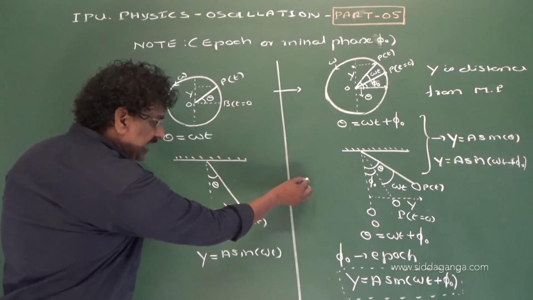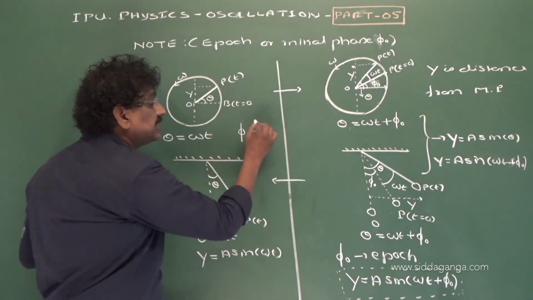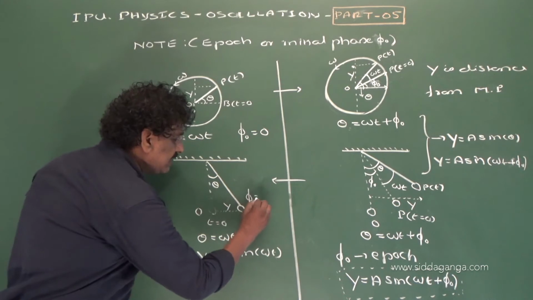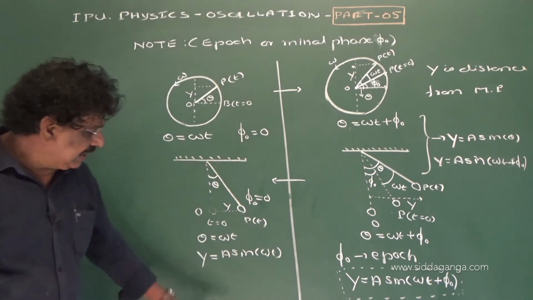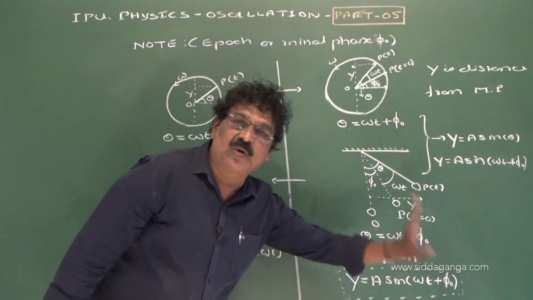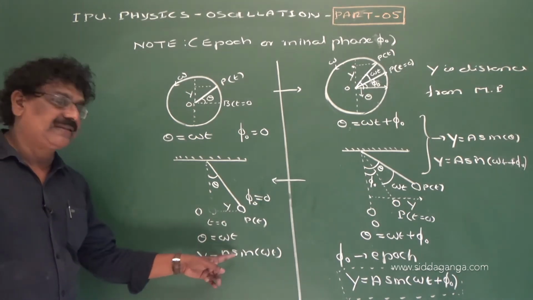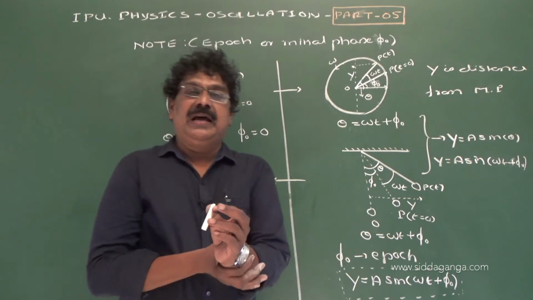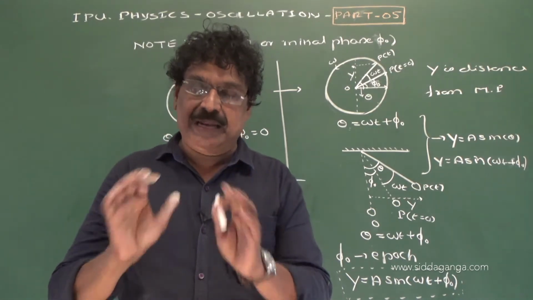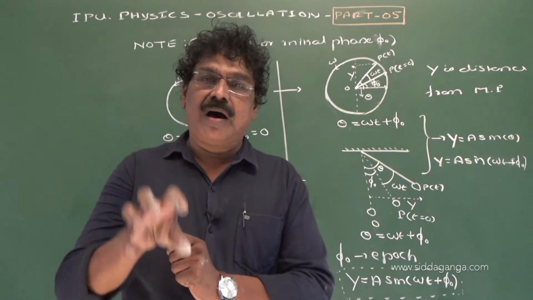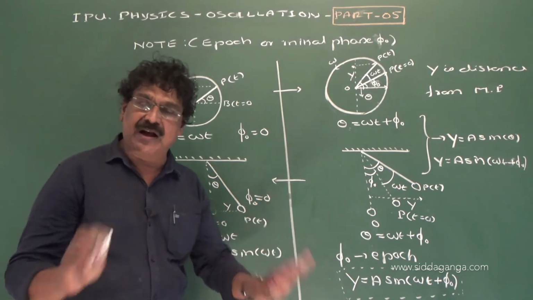So when the case is like this, what is the initial phase? Phi naught is equal to 0, because it is at mean position. Now when we substitute phi naught equal to 0 in that equation, we get the same equation, y is equal to a sine omega t. So when time t is equal to 0 and the particle is at mean position, the epoch or initial phase is 0, and the displacement equation is y is equal to a sine omega t.